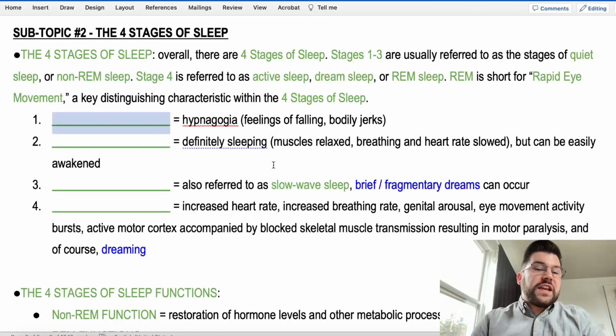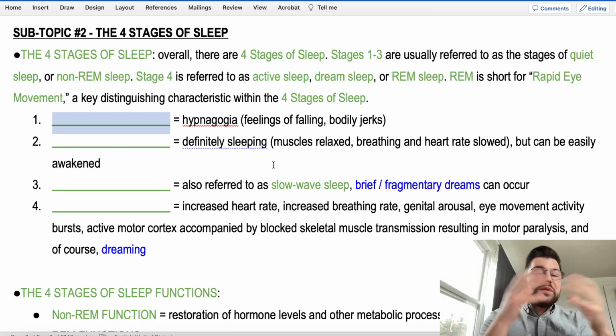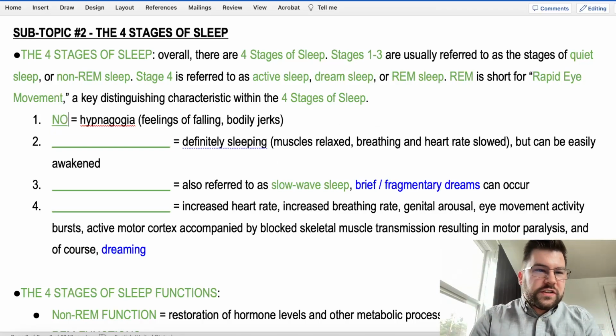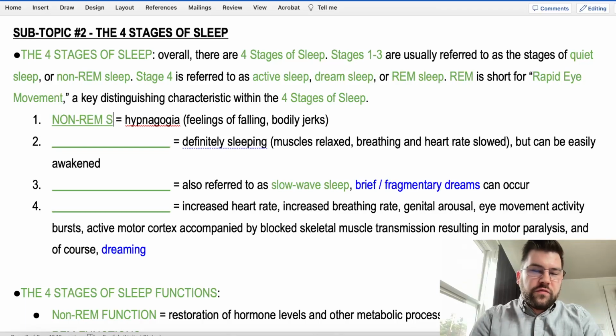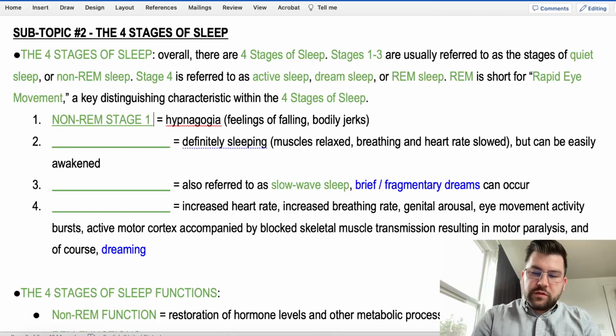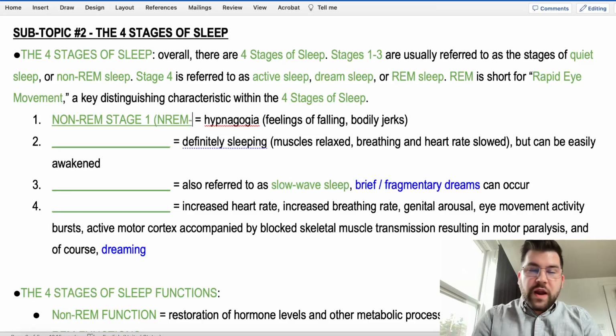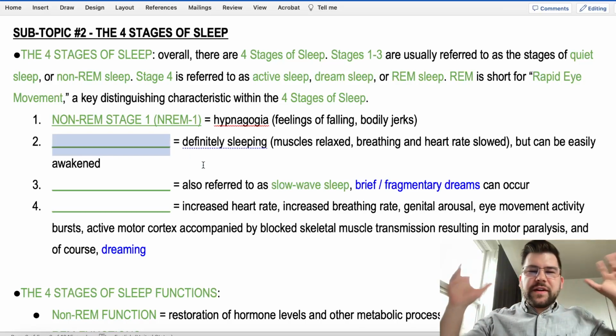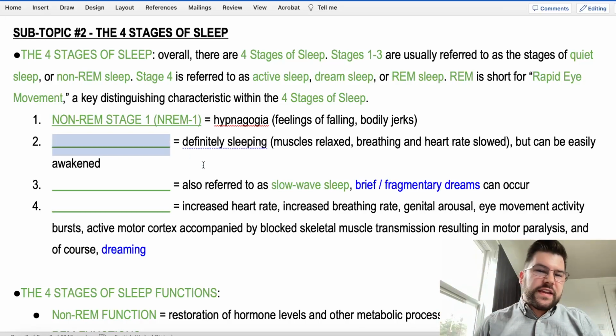This first stage, which is sometimes also referred to as hypnagogia, is when you might suddenly wake up very quickly feeling like you're falling. You just have random little bodily spasms, like your hand will jerk or your legs might kick. This is referred to as non-REM stage 1. There is an abbreviation for this. We just call it NREM 1. That could be how we refer to that one. And you're still listening, right? Hearing is still very active during this stage.